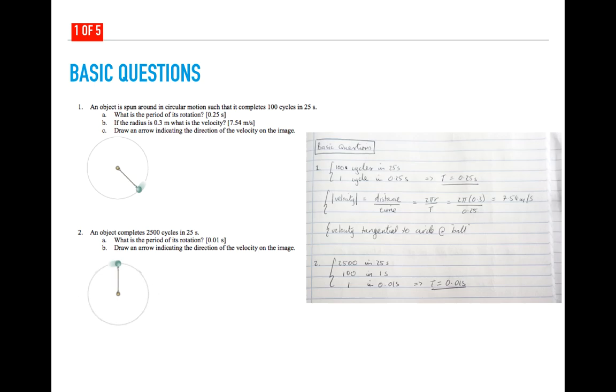Draw an arrow tangential to the circle wherever the ball is. The one below, the period of rotation, is done the exact same way, and you draw an arrow to indicate that. I'll show you that in the next slide.